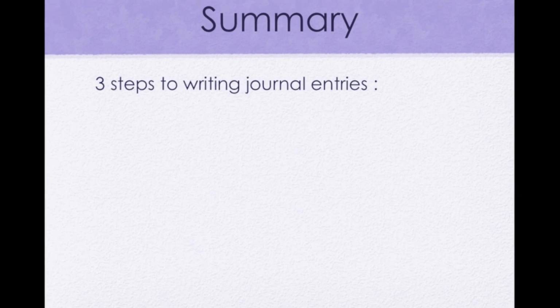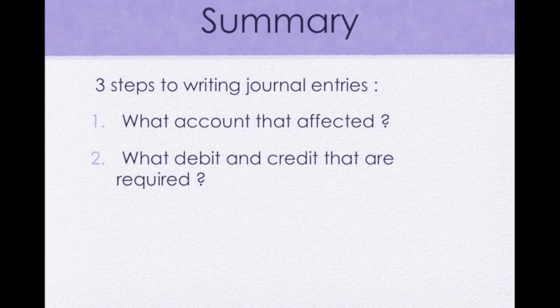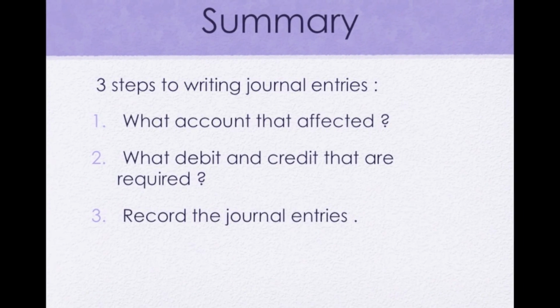In summary, there are three steps to write a journal entry. First, what accounts are affected. Second, what debit and credit are required. And finally, we record the transaction.